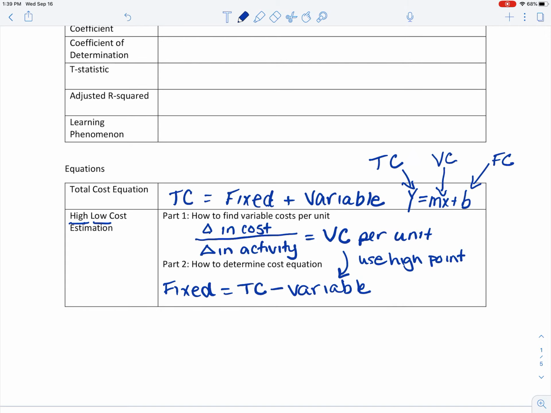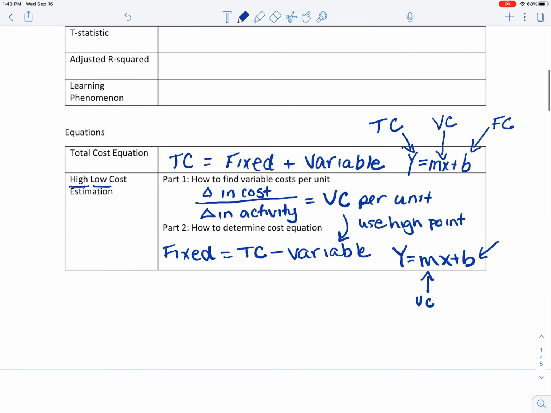plug it into this new equation to find our fixed cost, and that will give us what our fixed cost is, and we can go back to our original y equals mx plus b, and we can fill in the fixed cost, we can fill in our variable cost per unit, and then we know at any given level of activity what our total costs are going to be.